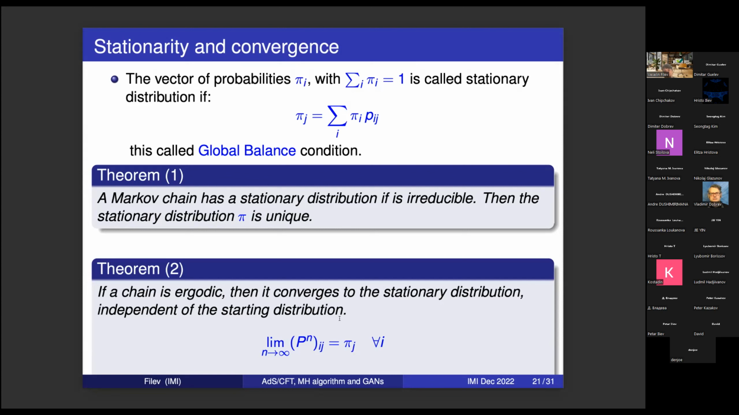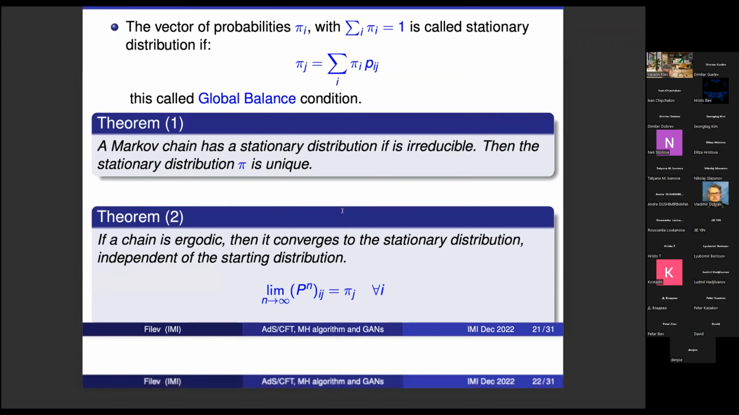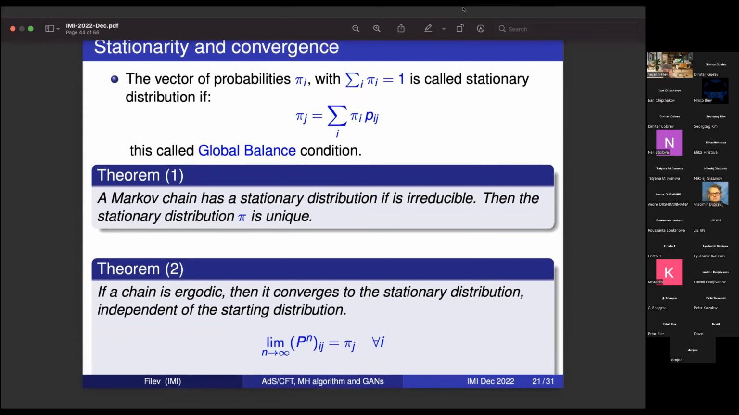And that means after a sufficient number of repetitions, in the limit n to infinity, the transition matrix will look just like this: the rows will be the components of the stationary distribution. So this is what we have here as a condition. And these are theorems, which obviously we're not going to prove.